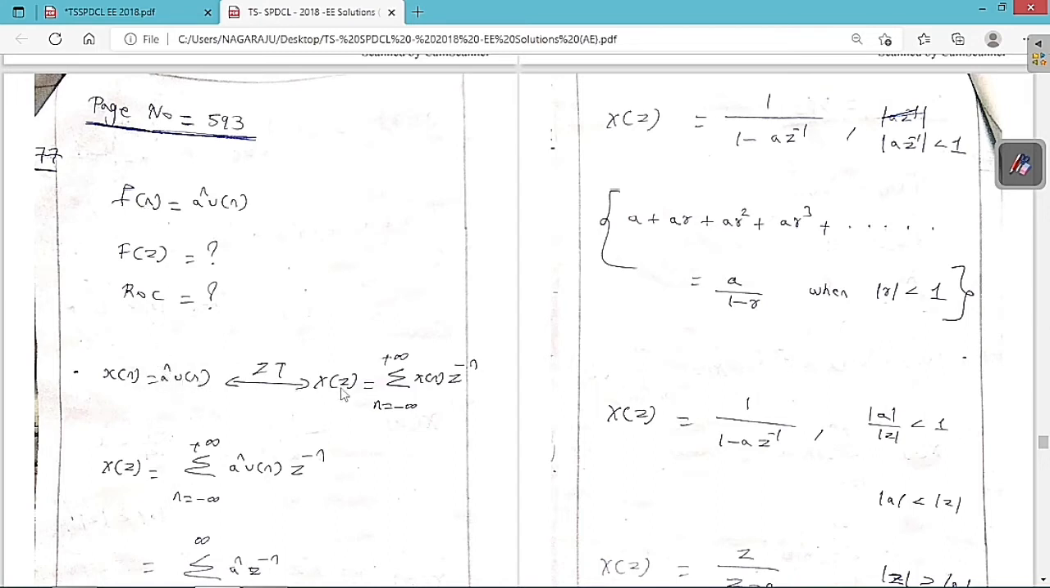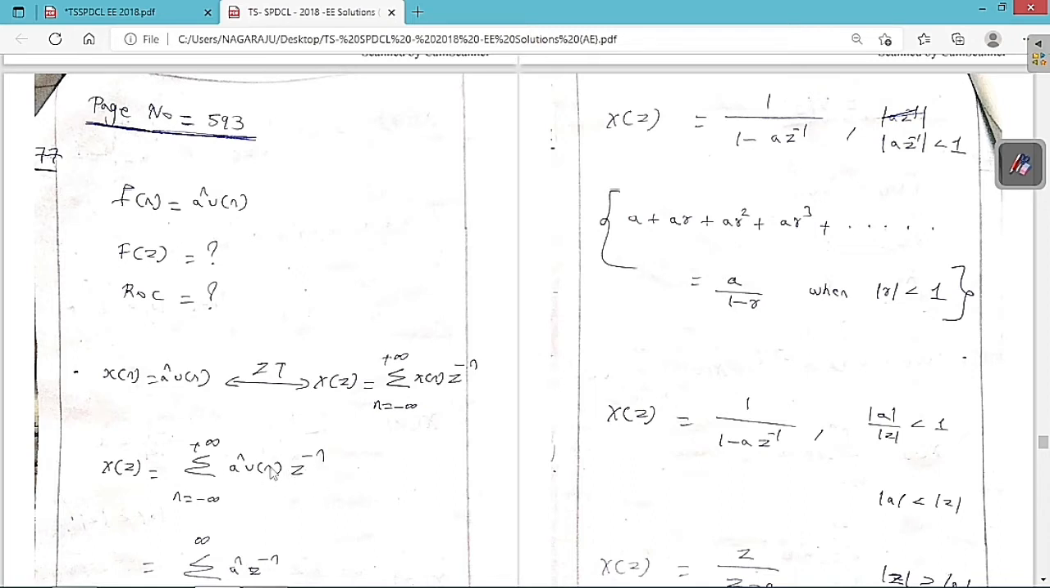Its z transform X(z) is equal to the formula sigma n equal to minus infinity to plus infinity x(n) z to the power of minus n. So we can say that the z transform of any signal x(n), X(z), is equal to sigma n equal to minus infinity to plus infinity x(n) z^(-n). You can say clearly X(z) is equal to sigma n equal to minus infinity to plus infinity, where x(n) is a^n u(n), times z^(-n).